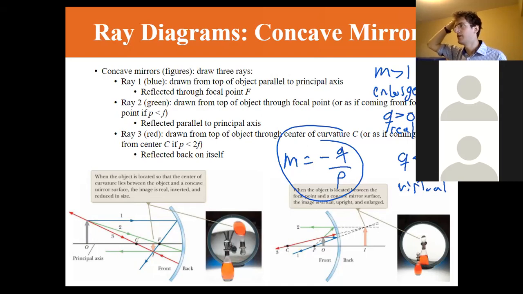The image looks smaller. So you can see some examples here of, if you put an object close to a concave mirror, it makes a tall image. And you can see in the ray diagram how the rays converge at such a point where things look taller.